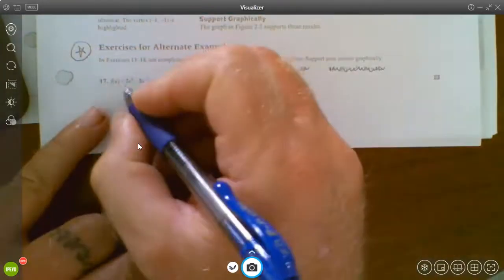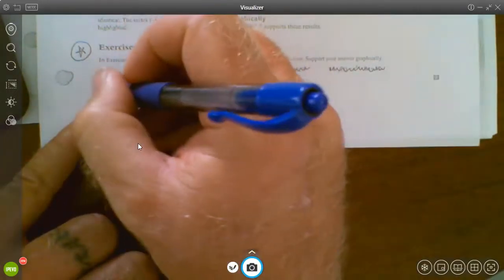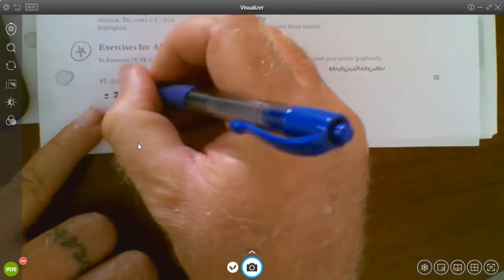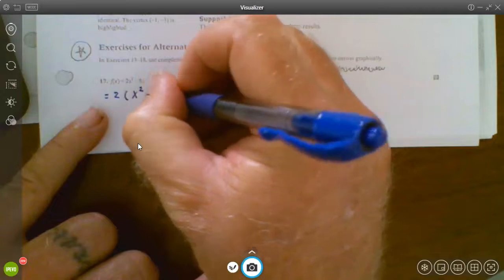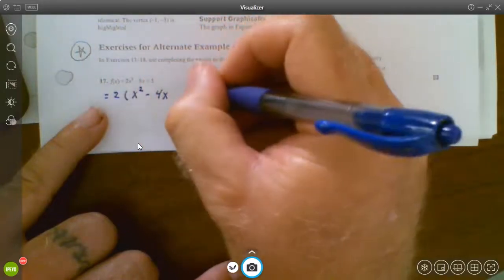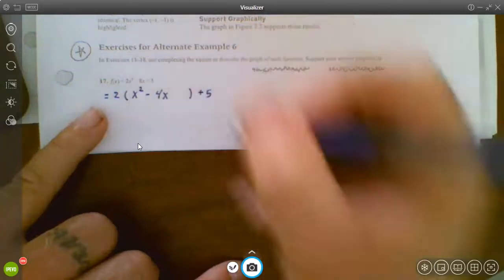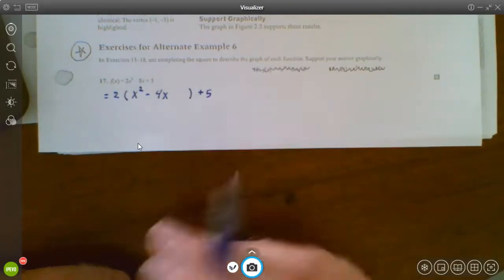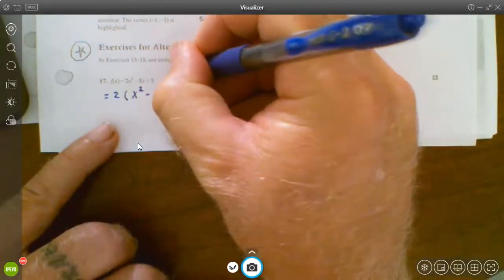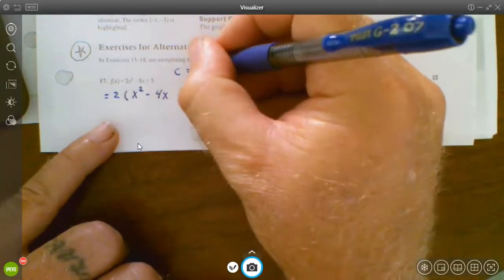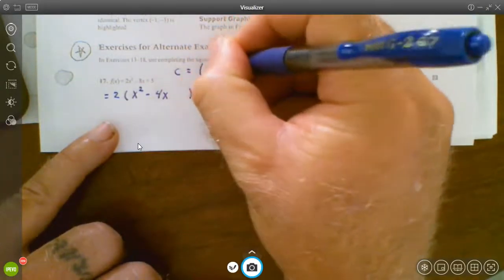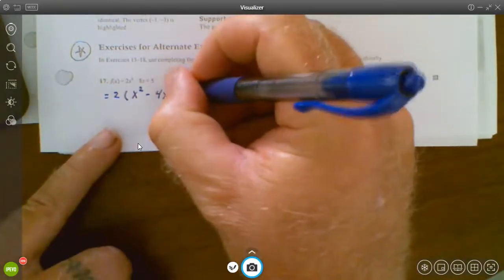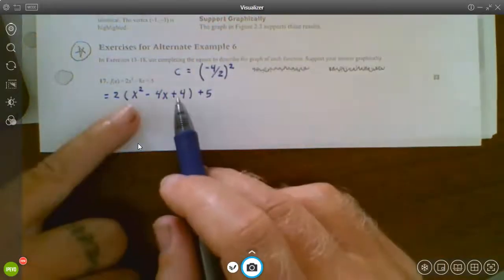So first things first is, if there's a number in front of x squared, we're going to start by factoring that out. Leave yourself some space. Bring down that plus 5. So we're going to factor out that 2, and then what number needs to go here in order to complete the square? If we did c equals b over 2 squared, and do a little cleanup on that, that tells us we need to add 4 in order to create that perfect square.